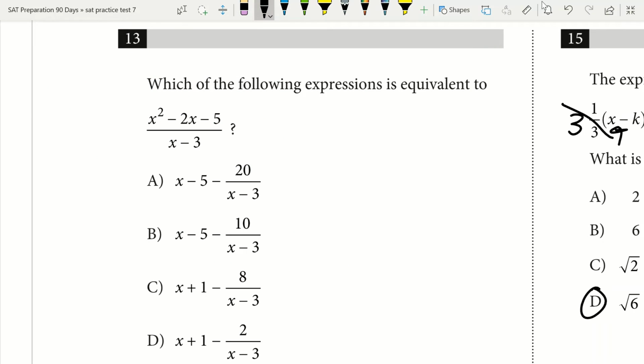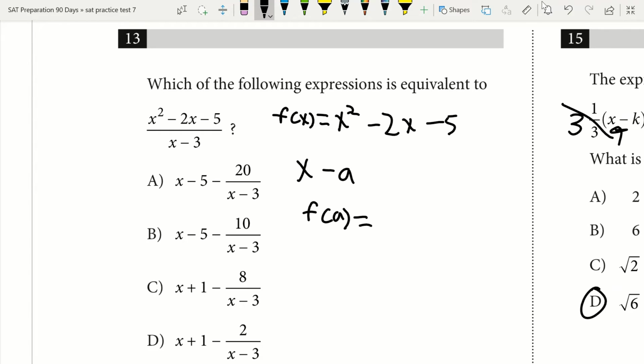So here's an SAT math trick you can use to solve this problem. It says, which of the following expressions is equivalent to x squared minus 2x minus 5 over x minus 3? Well, let's call our numerator f of x. So f of x equals x squared minus 2x minus 5. If we call our denominator x minus a, we know then that f of a will give us our remainder over x minus 3. So whatever f of a equals, that's going to be our remainder.